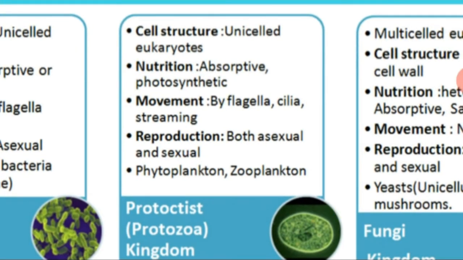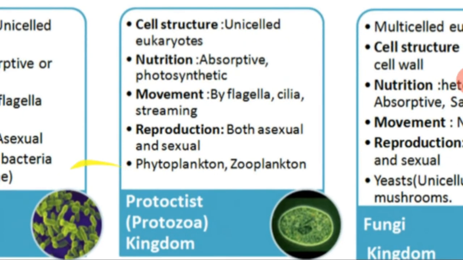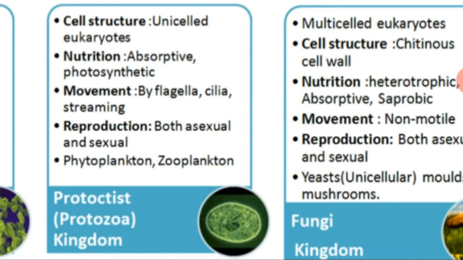Let's talk about protozoans. Protozoans are usually phytoplanktons and zooplanktons. They're found in the ocean, and phytoplanktons make their own food and zooplanktons feed on them. They are not bacteria. They are a bit more evolved than bacteria. They are unicellular but eukaryotic. Their cells have got a better structure, a true nucleus, while bacteria do not have this true nucleus. They are much better evolved than the kingdom Monera.